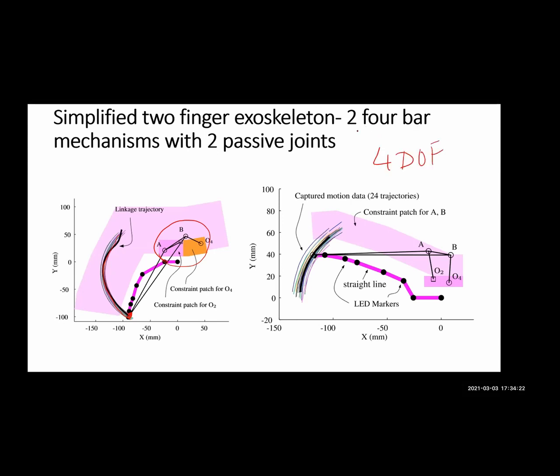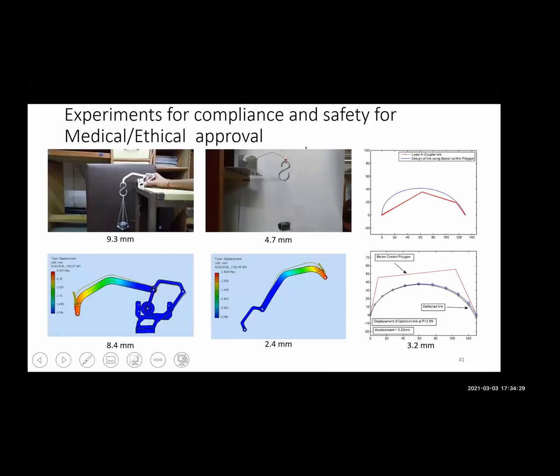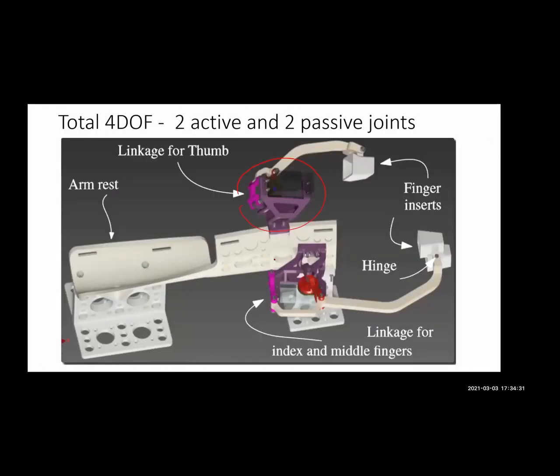There are two 4-bar mechanisms which are active and two passive joints in front. So this is what the system looks like. There is one 4-bar here and another 4-bar there, which are active. There is one passive joint here, a prismatic revolute joint, and one joint here, which is also passive. So it's in total 4 degrees of freedom. The person puts his hand inside here and it can open and close.